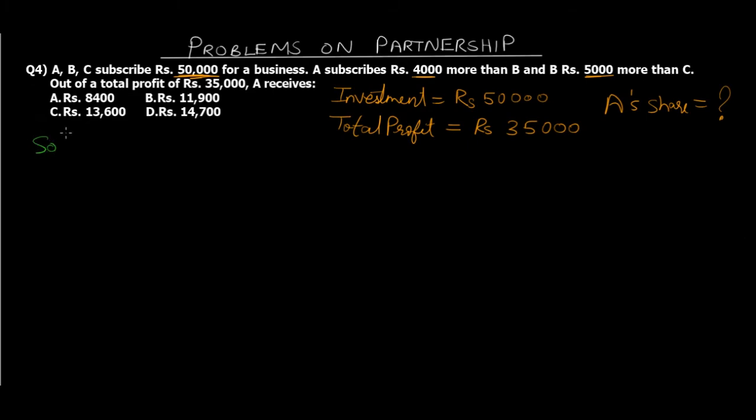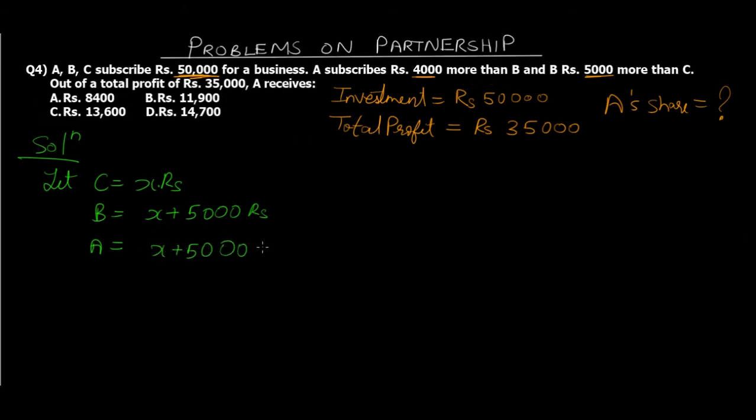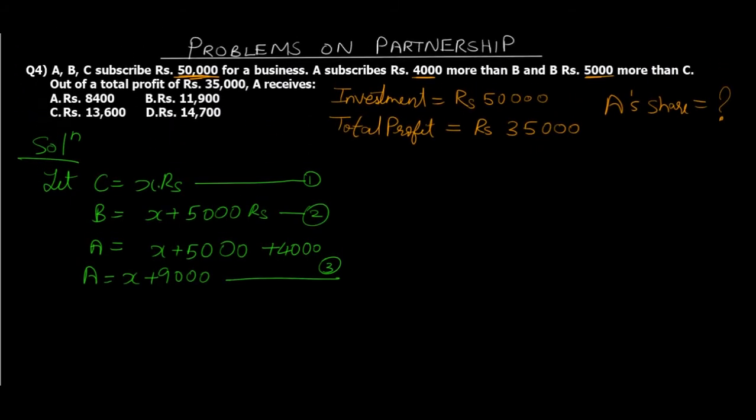So I'll say solution. We'll say let C invest X rupees. We know that B has invested 5,000 more than C. So we know B is equal to X plus 5,000, which is again in rupees, and A has invested 4,000 more than B. So it would be X plus 5,000, which is B, plus 4,000. So A's investment is X plus 9,000. So mathematically we have got what C has invested, what B has invested, and what A has invested. Now we also know what the total investment is, which is 50,000.